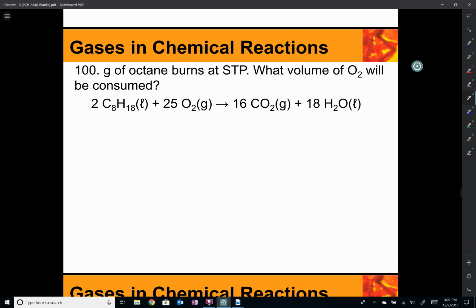Well, it's asking us how much O2 will be consumed, right? So we need to figure out how much of that stuff disappears, so to speak, or gets used up. And it tells us information about octane, which is this guy over here. So it gives us information about both of our reagents. So this is a limiting reagent type problem. It's basically asking us how much oxygen we need to completely react with 100 grams of octane.